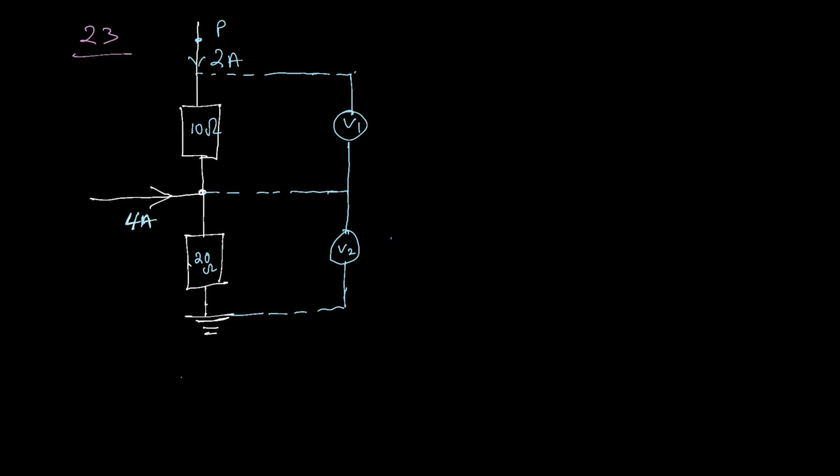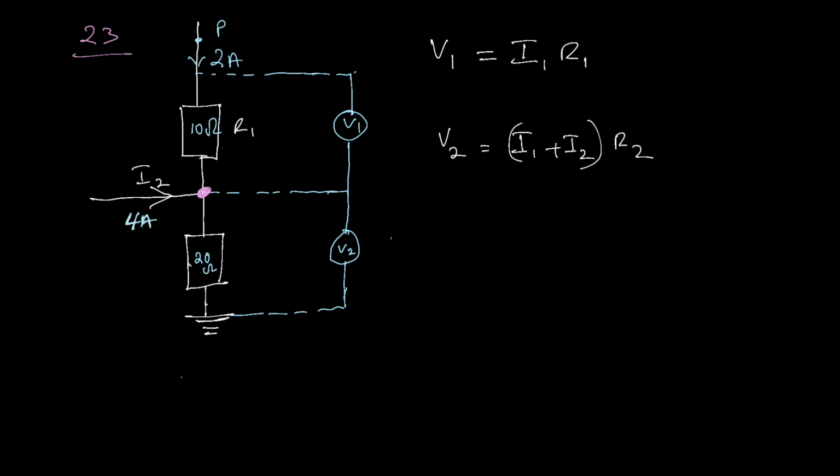Question 23. The diagram shows part of a circuit and the current in this circuit. What is the potential difference between point P and Earth? So we need to calculate V1, the potential difference for V1. V1 will be I1 R1, this is R1, and V2 will be I1 plus I2 times R2, because this is I2, and this is a junction here, and using Kirchhoff's law, the current I going through there is I1 plus I2, that's Kirchhoff's law.